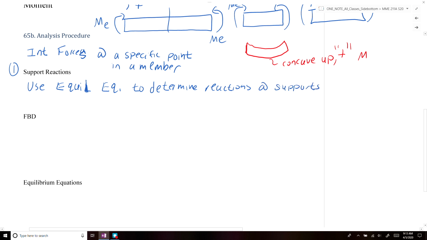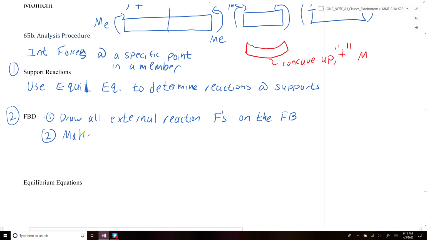This is not always required, but in many problems it helps if you know what the supporting reaction forces are. The second step is to draw the free body diagram of your structure. So you want to make sure you draw all the external reaction forces acting on the free body. After you do that, you're going to make your section cut at the point of interest.